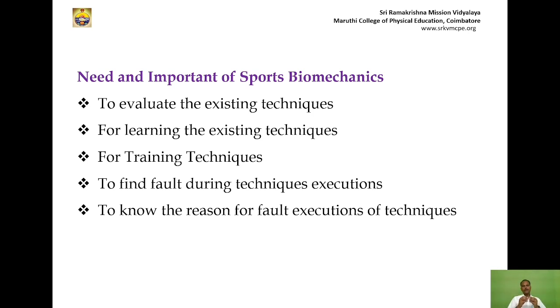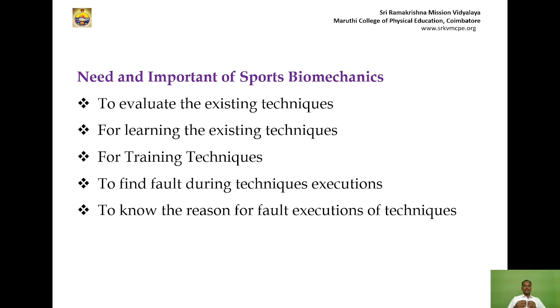To find out faults during technique execution: when we execute the skills, what faults are we making? We can reduce everything with the help of sports biomechanics. What is the movement of our body parts? What is the movement of our bat or racket? Everything we can measure, and we can reduce the faults. To know the reason for fault execution of techniques, we can easily understand why we are committing the mistake.